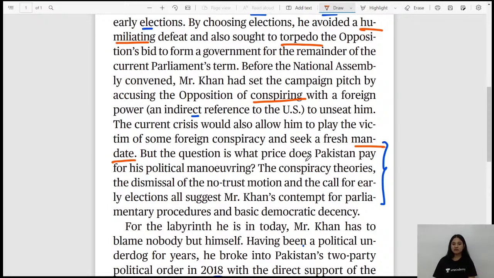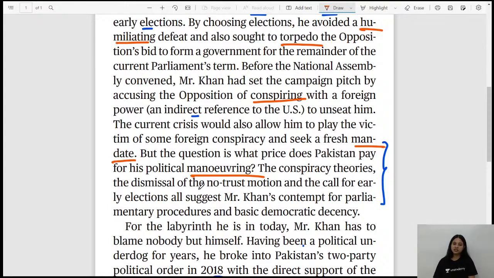But the question is what price does Pakistan pay for its political maneuvering. मैन्यूवरिंग मतलब जब हम किसी चीज को अपने कंट्रोल में लेते हैं और अपने हिसाब से रूल करते हैं, किसी को अपने इशारों पे नचाते हैं. तो इमरान खान जो पॉलिटिकल मैन्यूवरिंग कर रहे हैं, मतलब पॉलिटिकल चालें जो चल रहे हैं, उससे पाकिस्तान की डेमोक्रेसी पर क्या असर होगा.